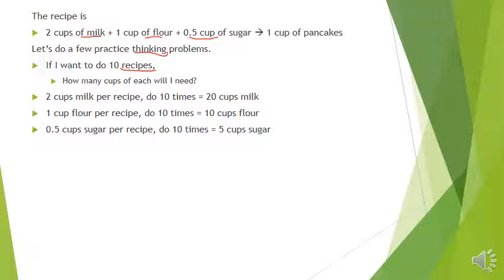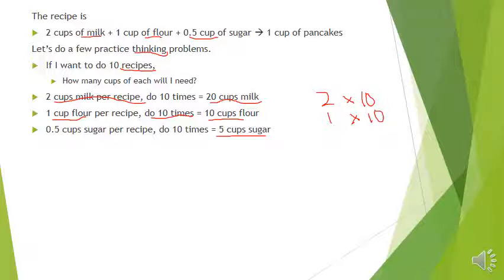Okay, so let's word it out. We have 2 cups per recipe, and you do that 10 times, okay? So 2 cups 10 times is 20 cups. That's 2 times 10. Next, with 1 cup of flour per recipe, I have to do the recipe 10 times, so that means I'll need 10 cups. Again, it's 10 times. And finally, I have 0.5 cups of sugar per recipe, and I need to do that 10 times. So 0.5 times 10 ends up with 5 cups of sugar.